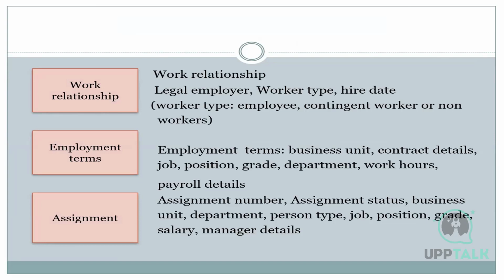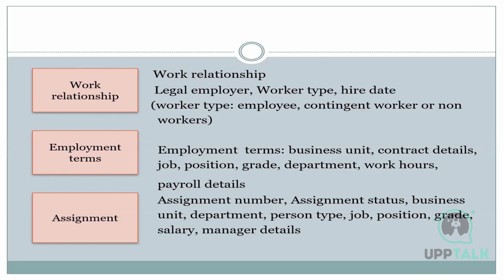Employment terms are what? Business units, contract details, job, position, grade, department, work hours, payroll details. Employment terms are like contract details. It can be job, position, grade, department, work hours, payroll details. An assignment is what? An assignment contains assignment number, assignment status, business unit, business department, person type, job, position, grade, manager, salary details. So all these things are called assignment details.